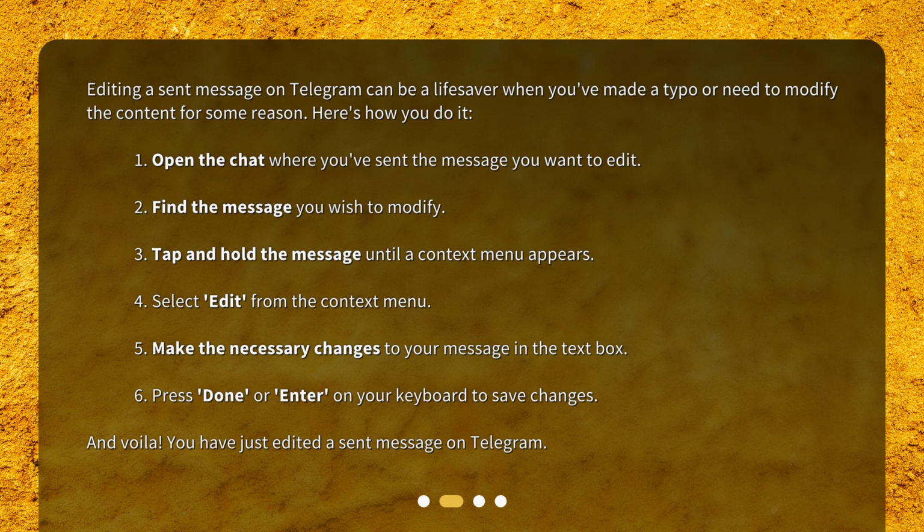1. Open the chat where you've sent the message you want to edit. 2. Find the message you wish to modify. 3. Tap and hold the message until a context menu appears. 4. Select Edit from the context menu. 5. Make the necessary changes to your message in the text box. 6. Press Done or Enter on your keyboard to save changes. And voila! You have just edited a sent message on Telegram.